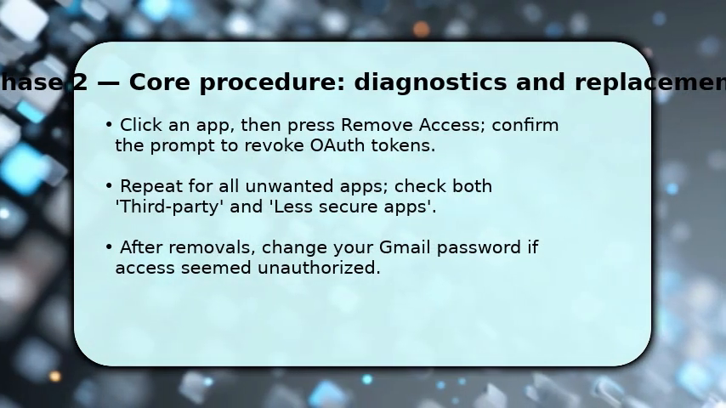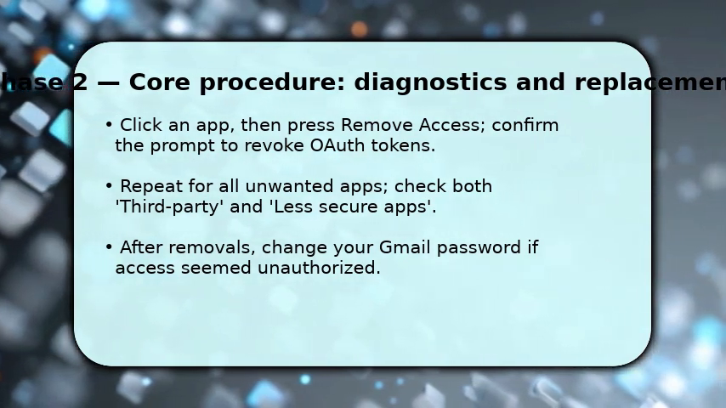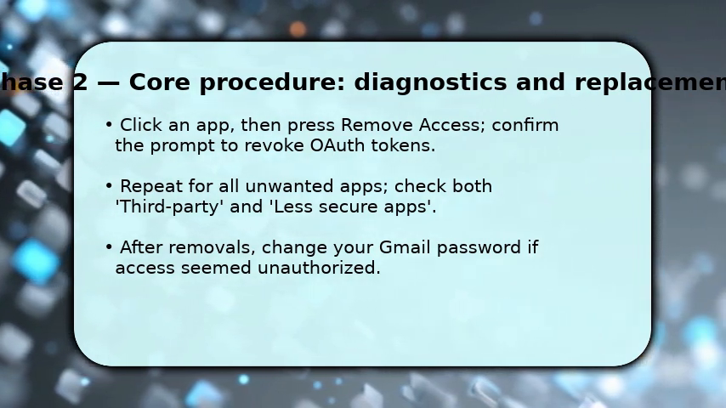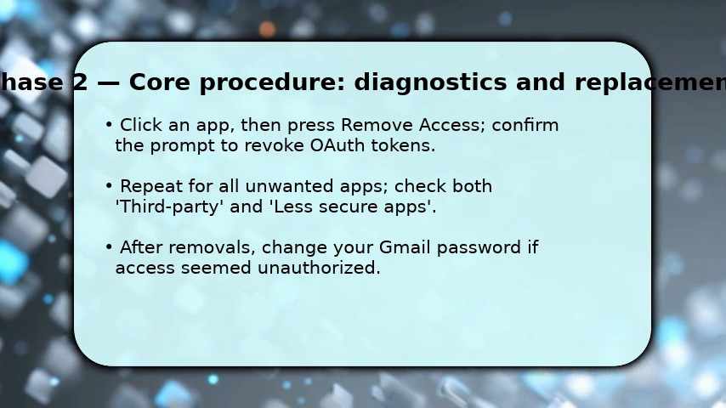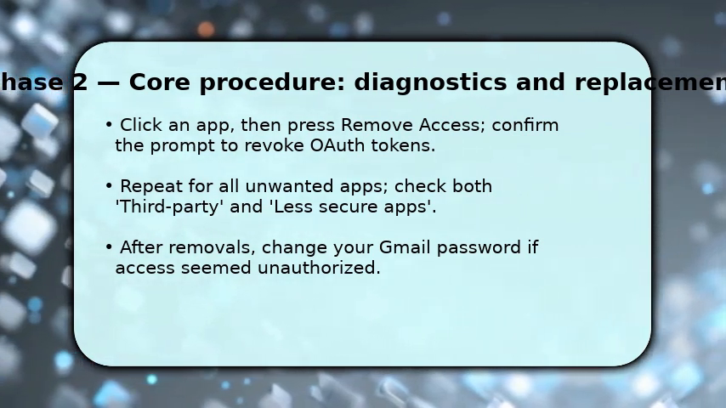Now you remove access. Click an app in the list, then choose Remove Access and confirm the prompt. This revokes its OAuth tokens immediately. Continue through the list, covering both third-party apps and any entries under less secure app access. Repeat until only trusted apps remain.